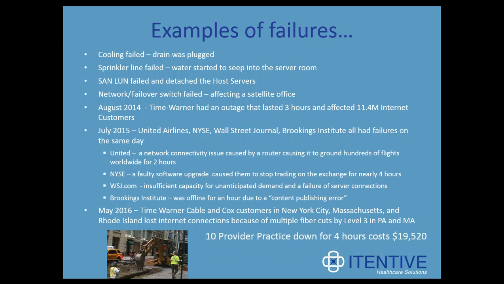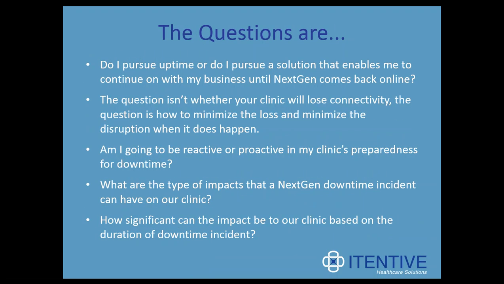And as I mentioned earlier, at $488 an hour for a 10 provider practice, 4 hours of downtime can cost $19,520. So it can be quite expensive. So the questions that you need to ask when you're considering a business continuity solution are: do I pursue an uptime solution, or do I pursue a solution that enables me to continue on with my business until NextGen comes back online?